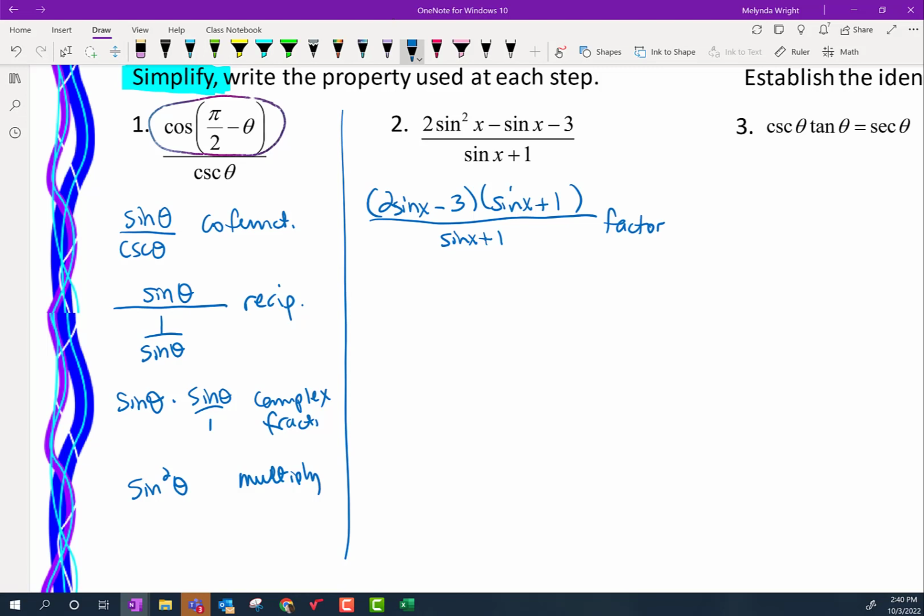Okay, is everybody comfortable with the factoring? So what has that opened up for us? We can now cancel, right? Did y'all see what we can cancel? Sine x plus 1. Very nice. We're going to cancel that. We're going to say 2 sine x minus 3. And our reason is cancel.